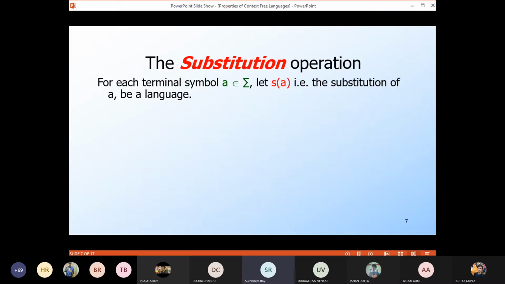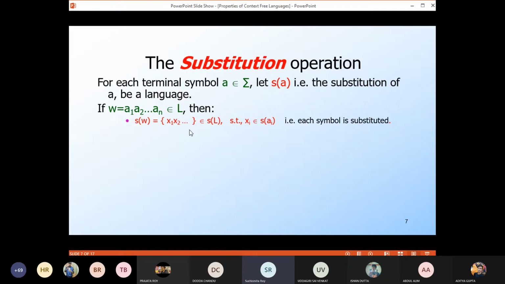So every input symbol is substituted by a language, that means a set of strings. And for a given string W, the substituted string would be all the substitutions concatenated together. So each symbol's substitution is concatenated. And remember, the language which you are using as a substitute for a symbol could actually be using a different input alphabet altogether.